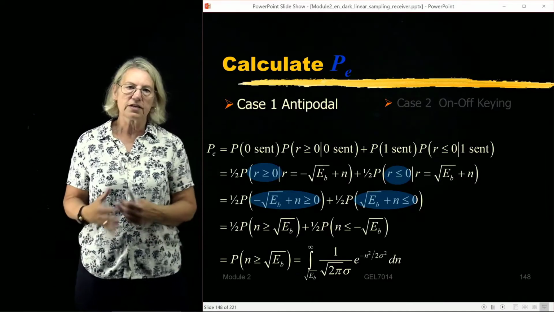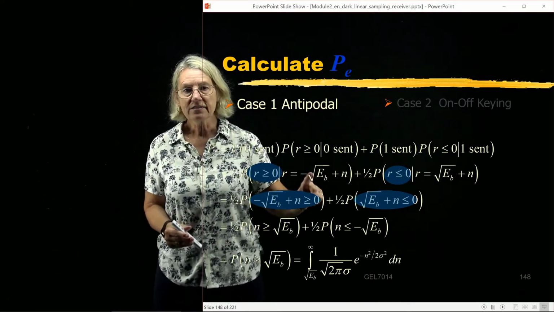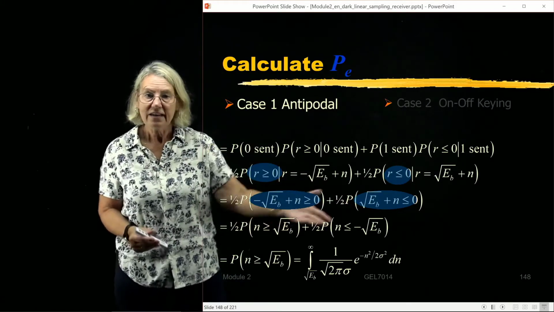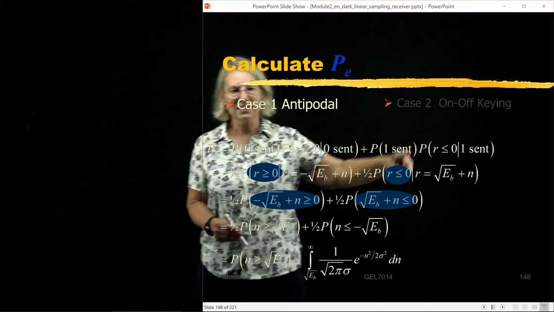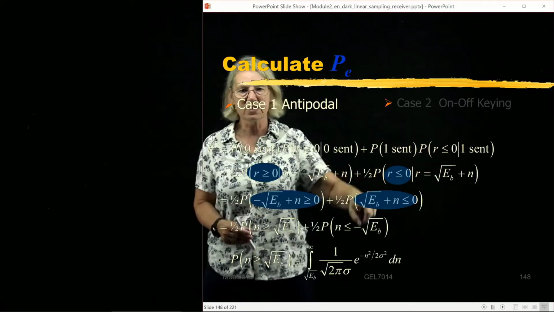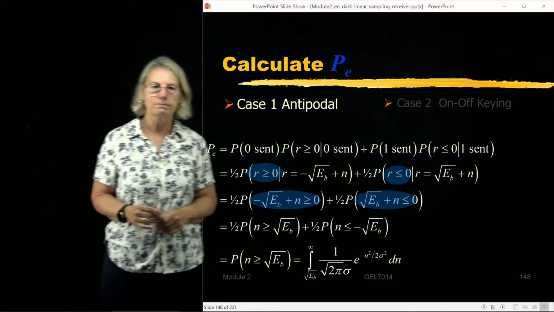So let's go through the steps here. R is greater than 0 and r is equal to this. Well, that means that minus EB plus n is greater than 0. And in this part, r is less than 0, but r is also equal to this expression. So that's the equivalent of saying that the square root of EB plus n is less than 0.